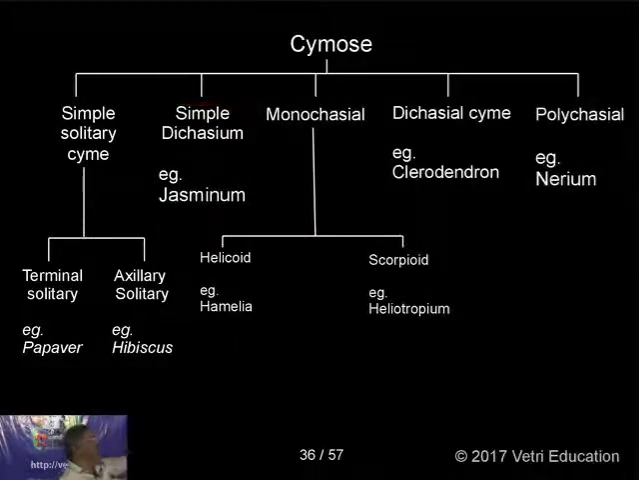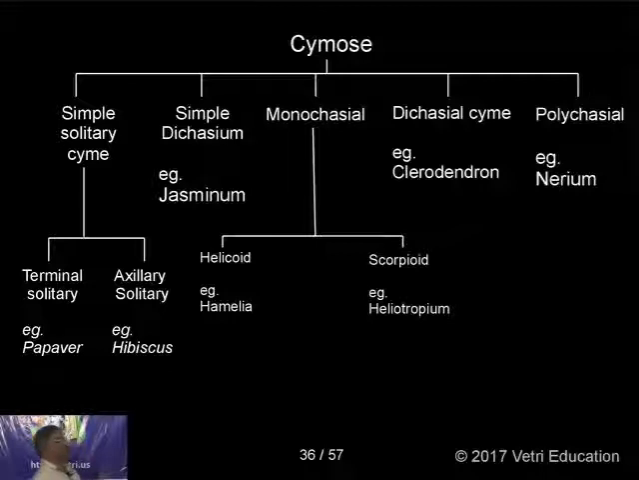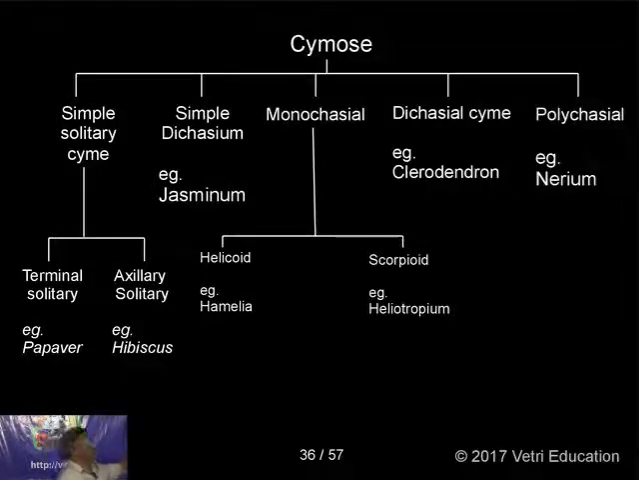Here the cymose is differentiated into four types. One is a simple or solitary cyme, because there you can find only a single flower, either terminal or axillary. Terminal solitary is papaver, axillary solitary is hibiscus, and simple dichasium is a three-flowered cyme, example jasminum. Monochasial has only one branch, of two types, helicoid and scorpioid, which we'll discuss later. Dichasial cyme is a branched cyme, clerodendron, and many branches make a polychasial cyme, example nerium. Now let us see one by one.